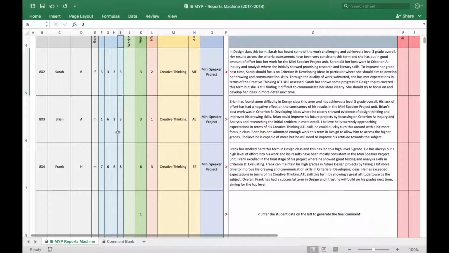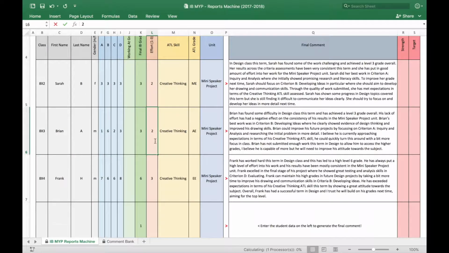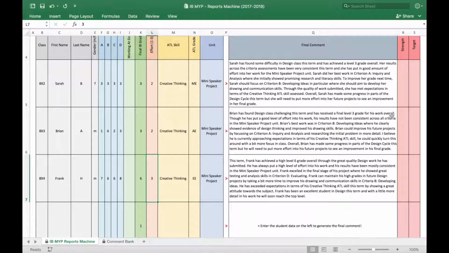If we look at this student, let's make it, yeah, I guess that's quite inconsistent as it is. So Brian's found some difficulties. His lack of effort has had a negative effect on the consistency of his results. I've only put him at an effort level 1, but say it's a 2. Though he has put a good level of effort into his work, his results have not been consistent across all criteria. So that consistency comment comes from looking at these.